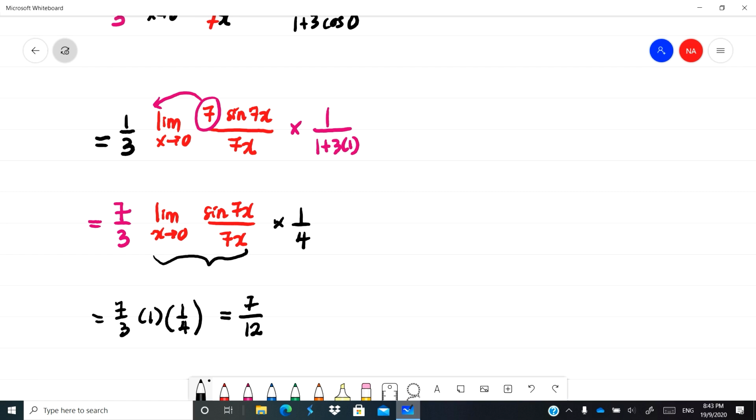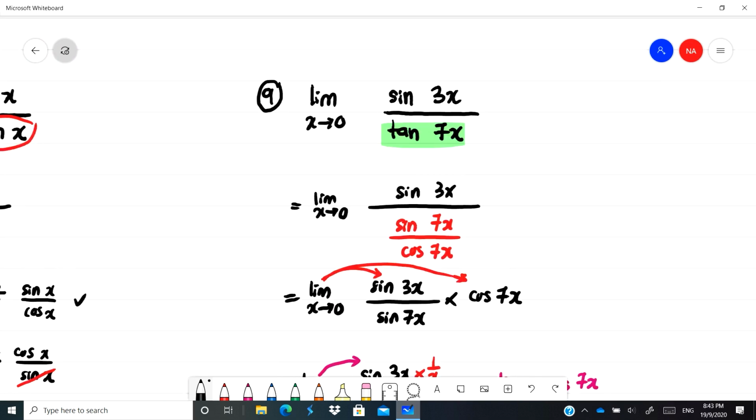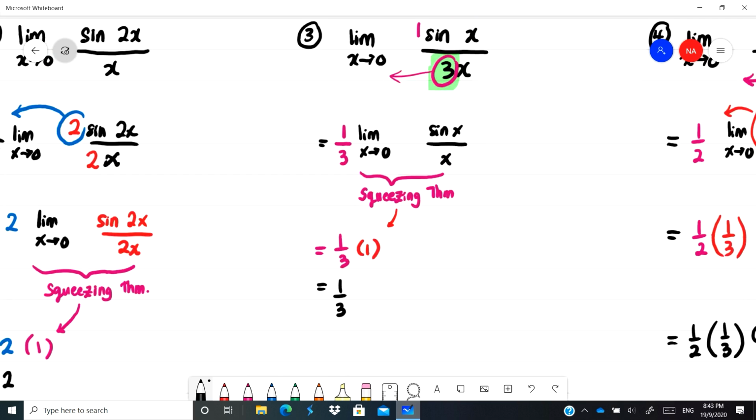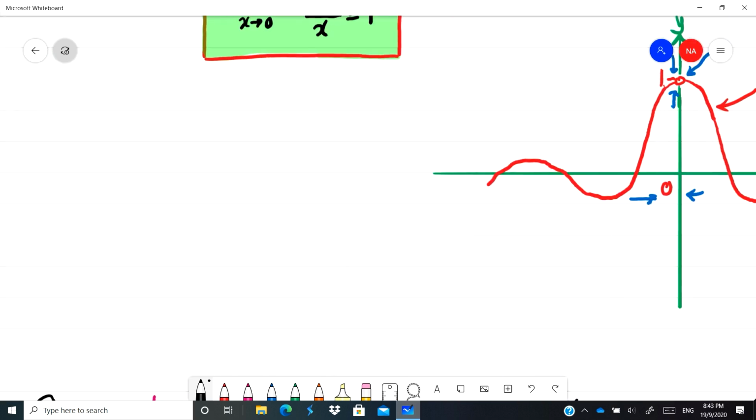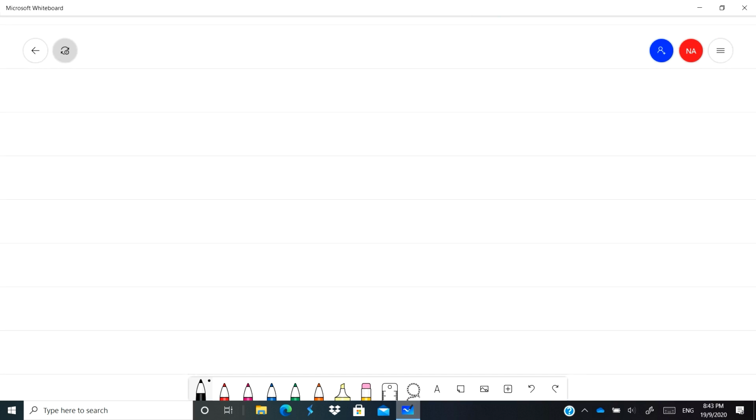So that's basically the 0 over 0 case of the limit using the squeezing theorem. Please recall that you have to memorize the squeezing theorem stated in this box here, where the limit as x approaching 0 of sine x over x equals 1.